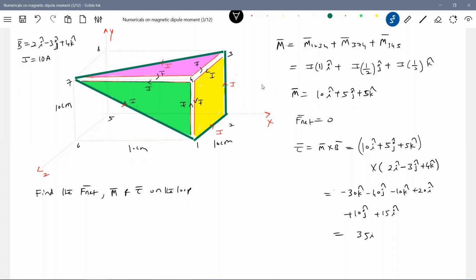35 I cap minus 30 J cap minus 40 K cap. So this will be the net torque acting on the loop.